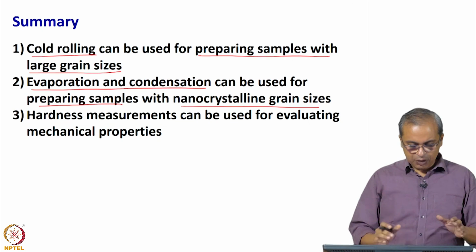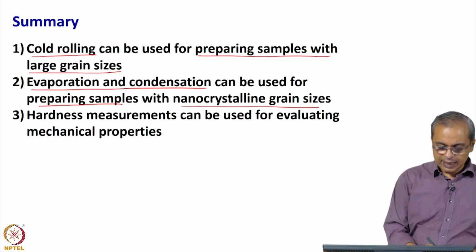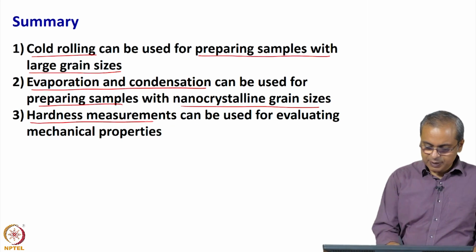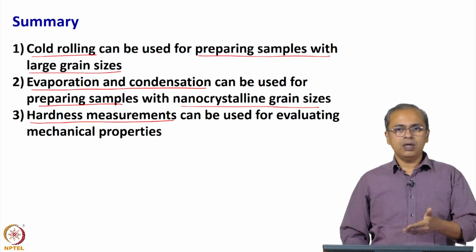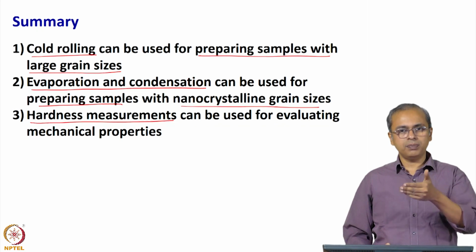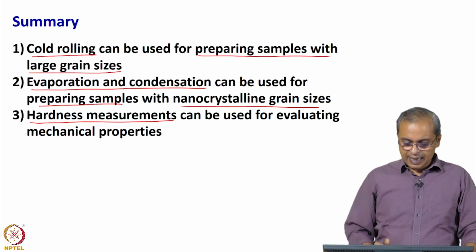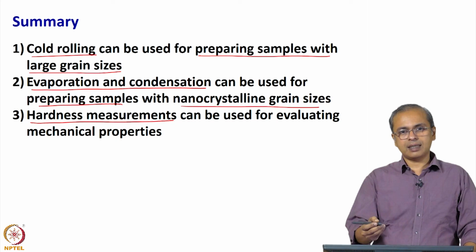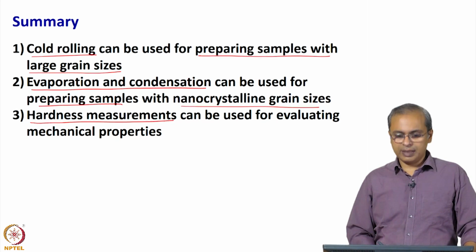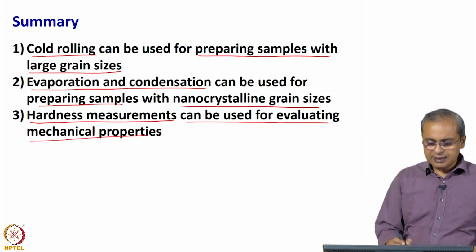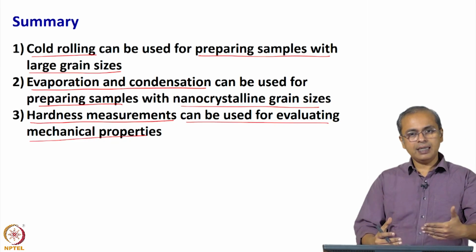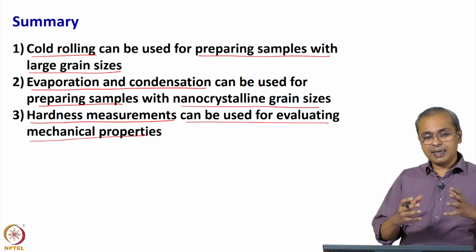Having obtained those kinds of samples, we can take hardness measurements using the Vickers hardness testing process, for which we just saw the process, how the indentation is formed, and what kind of calculations are done with it. We also saw that it is approximately related to the yield strength, and therefore we can use that for evaluating properties.